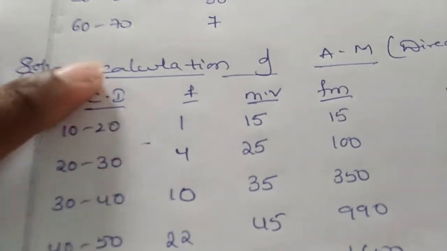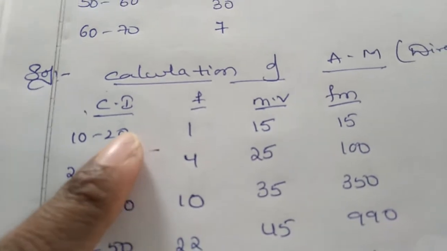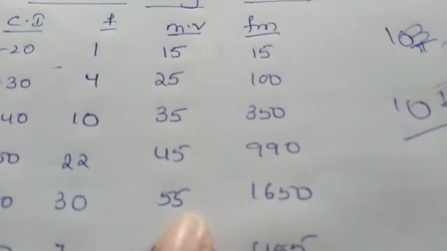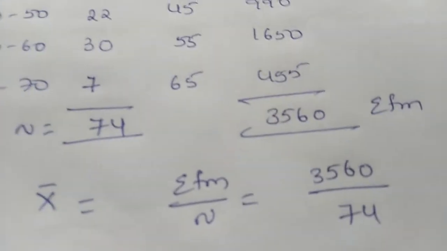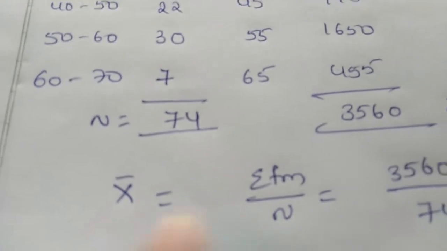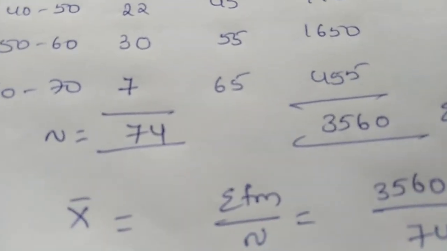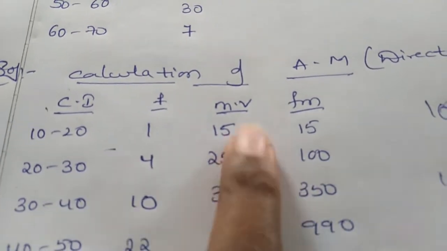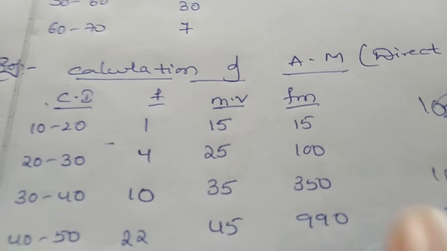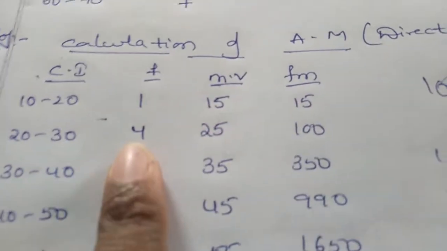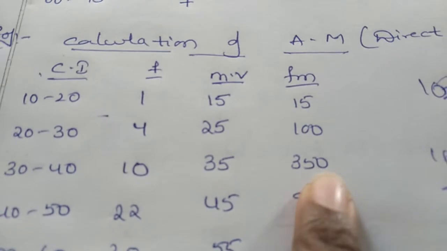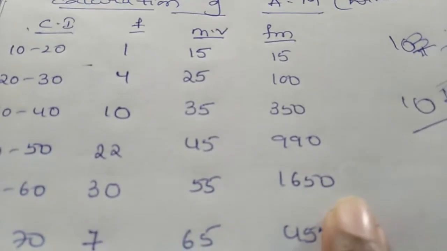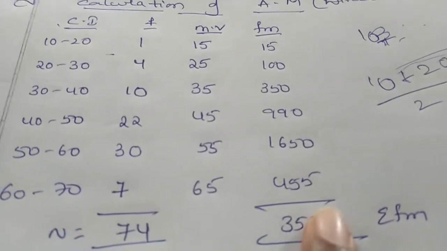For calculating the mid value, take the class interval, add the lower limit and upper limit, and divide by 2. After getting the mid values, what is the formula? Mean is equal to sigma fm by n. Here m means mid values, and n means total of frequency. Multiply f into m: 1 into 15 is 15. 4 into 25 is 100. 10 into 35 is 350. 22 into 45 is 990. 30 into 55 is 1650. 7 into 65 is 455.